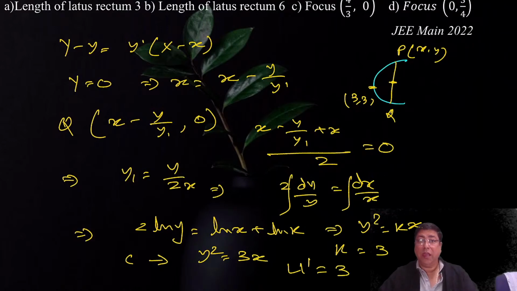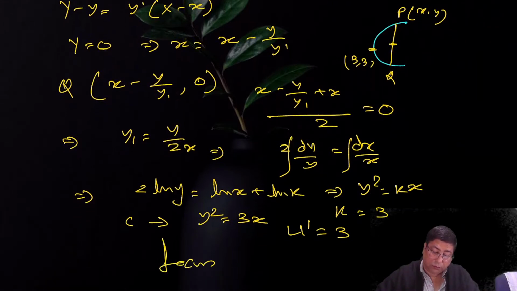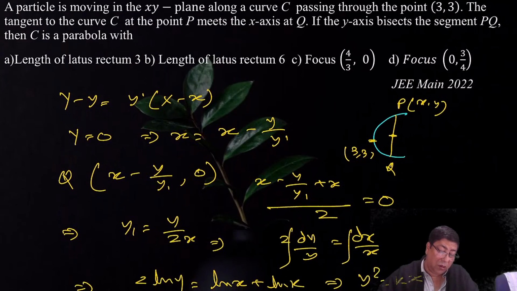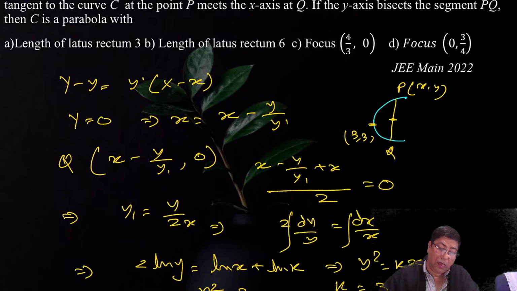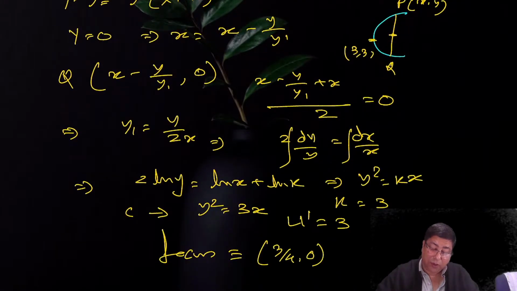In y square equal to 4ax, latus rectum is 4a. So we can write this as focus is coming (3/4, 0). So we are getting the option to be A. Because in option C we are seeing that the focus is 4/3, but in this case we got the focus as 3 by 4. So option is A. Let's go to the next one.